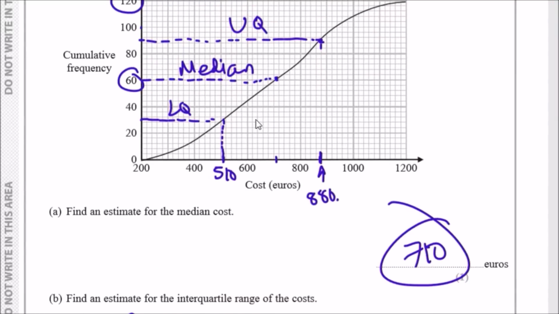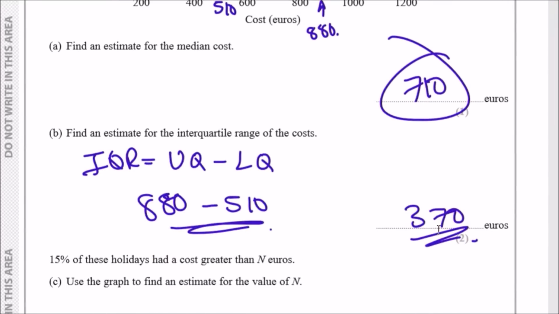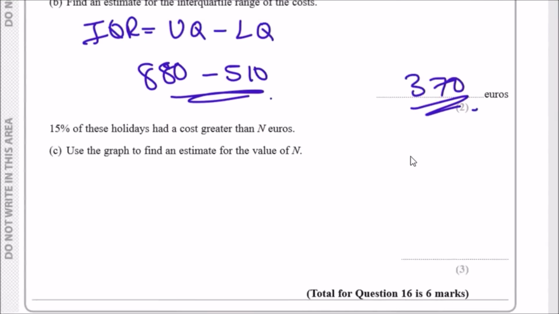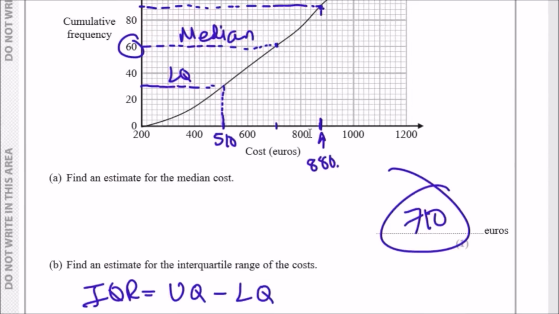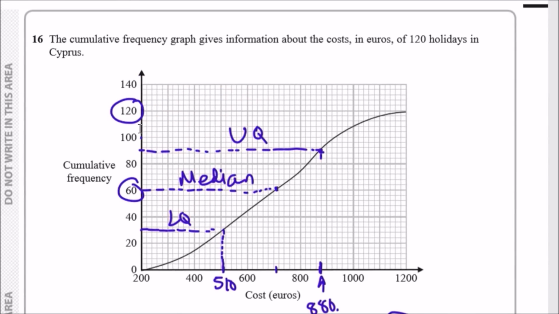So that's the range of values where the bulk of the 50% of people are lying in between. Now, the final thing: 15% of these holidays had a cost greater than N euros. So if we had 120, we're talking about the upper 15%, the final 15% on the curve. So in your calculator, find firstly how many holidays this includes by finding 15% of 120. So I'll write that down.